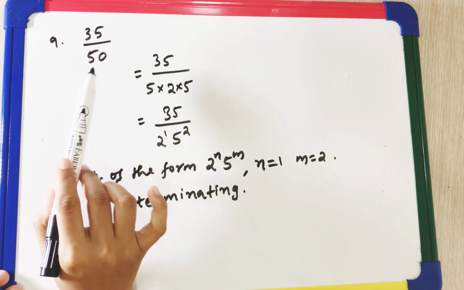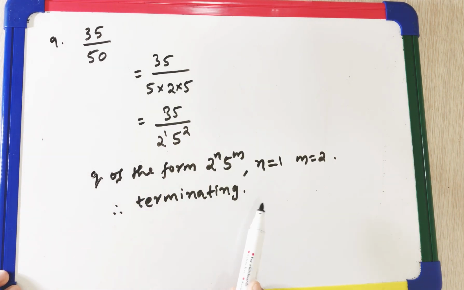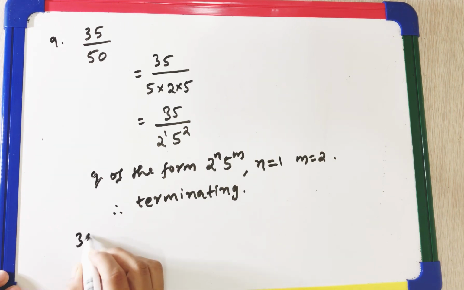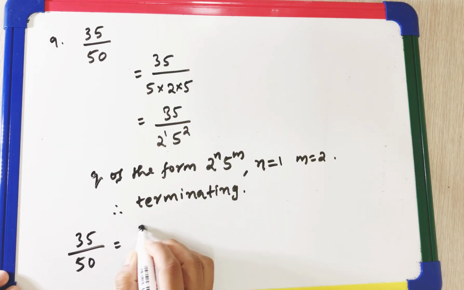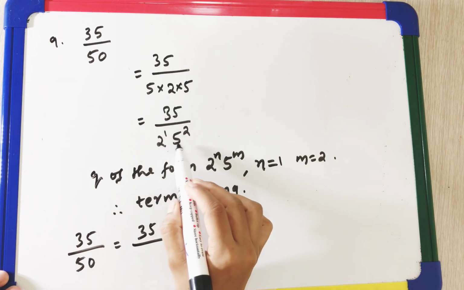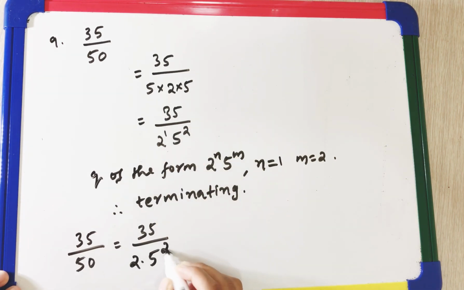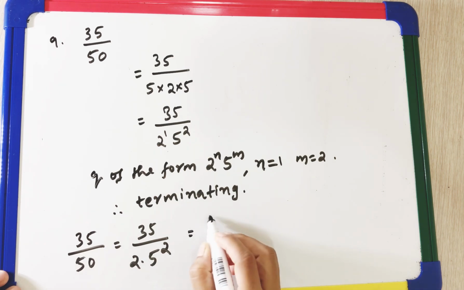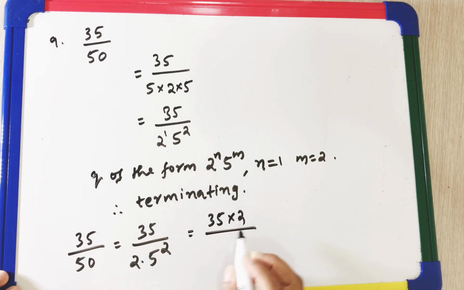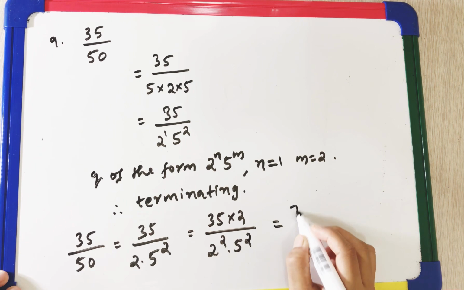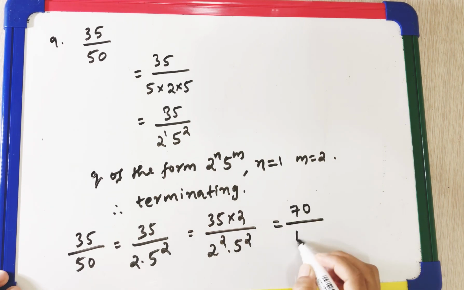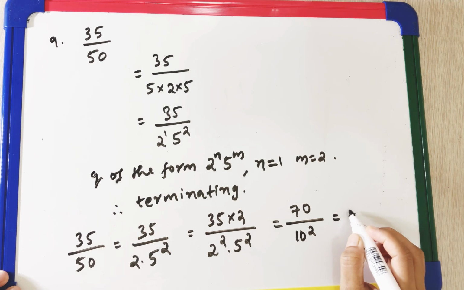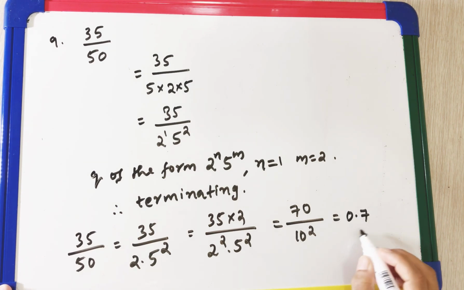Now we have to find the value. Since it is terminating, we have to find the value. Now 35 by 50 is equal to 35 by 2 into 5 square. We can multiply the numerator and denominator by 2 to get 10 square, a power of 10, which is equal to 35 into 2 by 2 square into 5 square, which is 35 into 2 is 70. 70 by 10 square, which is equal to 0.70 or 0.7.